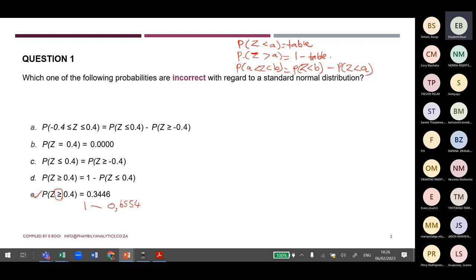Let's go to D. We're looking for the incorrect one. Is that statement correct? The probability that Z is greater than 0.4 equals 1 minus the probability of Z less than 0.4. Yes, that will be correct. The table value I'm referring to, remember, is all probabilities of Z less than a value. Your table contains all probabilities of Z less than a value. So this one is correct, because it looks the same as what we did with E. Number C: how do we validate whether it's correct or incorrect?